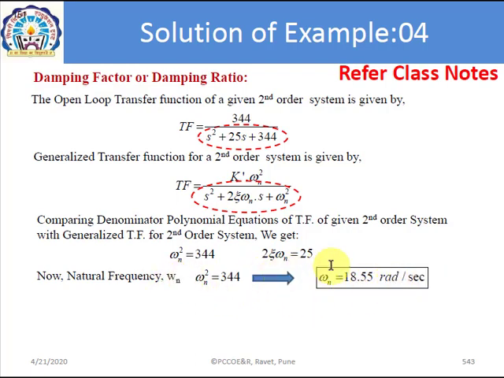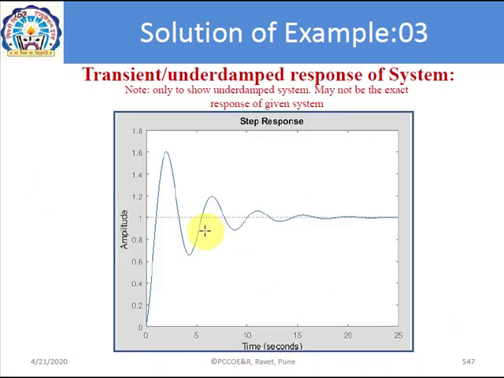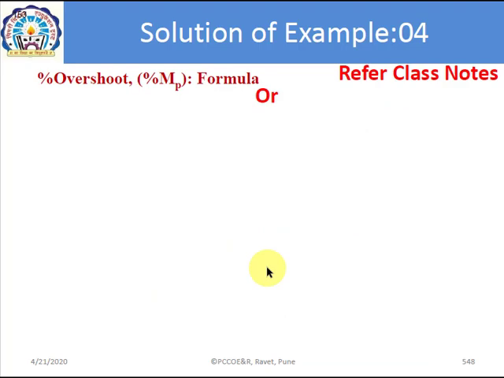This is the natural frequency of oscillation, and the damping factor or damping ratio can be determined from the second relation, 2 zeta omega n is equal to 25. If you solve this for zeta, zeta will be equal to 0.674. This zeta value is less than 1, so that means the damping factor is less than 1, and the system response is a transient or underdamped response. Then we can plot the transient response of the system for a unit step function, just like what we discussed in the previous numerical.